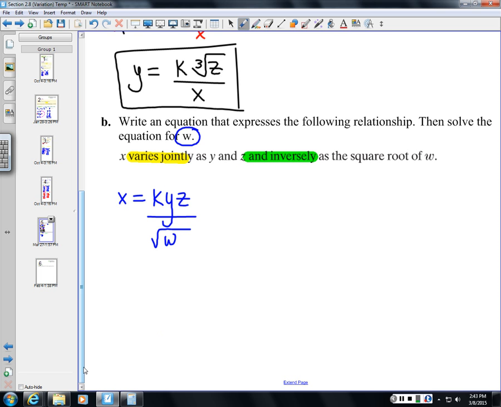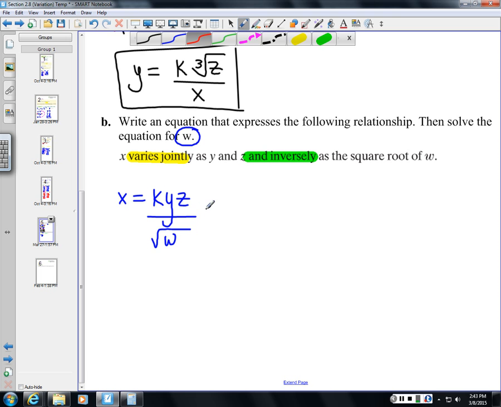Now they asked me to solve this for w. So we set it up, that's one part, okay? And then we get that w by itself. And it's very similar to the last one because this w is in the denominator. It's first got to come out of the denominator because we can't solve for it when it's down there.